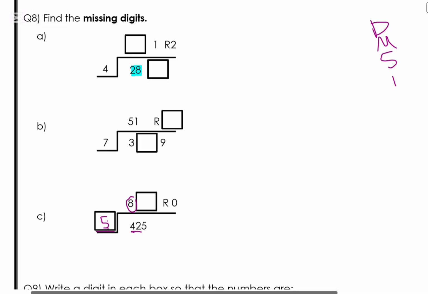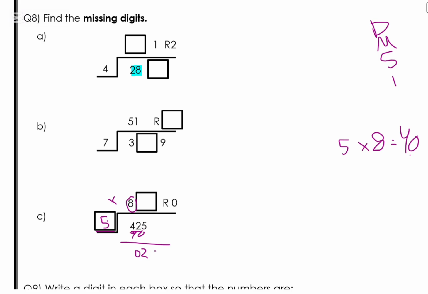42 divided by 5 equals 8. Yes, 8 times 5 is 40. Let's check the 5 times table. 5 times 8 is 40. This is the closest number to 42 and less than 42. So it is 8, correct. After division, we multiply 8 times 5, 40. Now 2 minus 0 is 2, 4 minus 4 is 0. And now let's bring the 5 down.